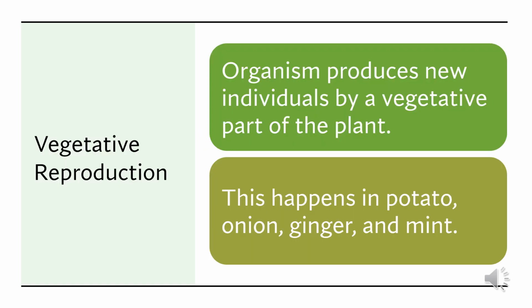Another type of asexual reproduction is vegetative reproduction. The organism produces new individuals from a vegetative part of the plant. This happens in potato, onion, ginger, and mint.